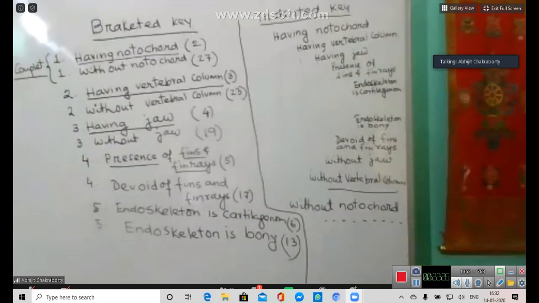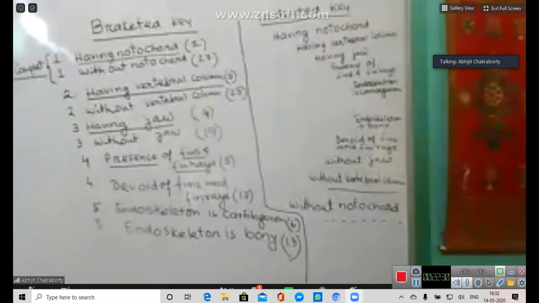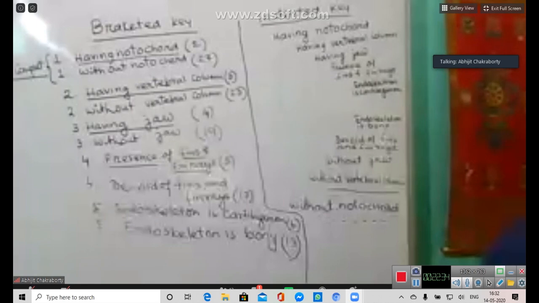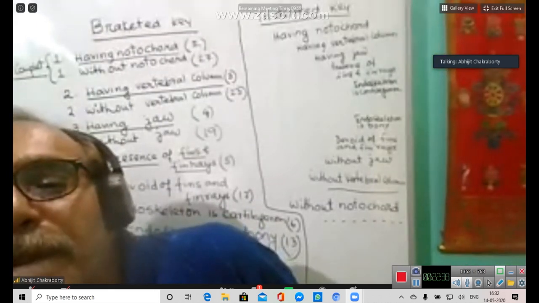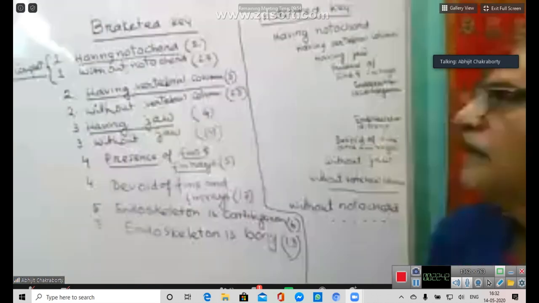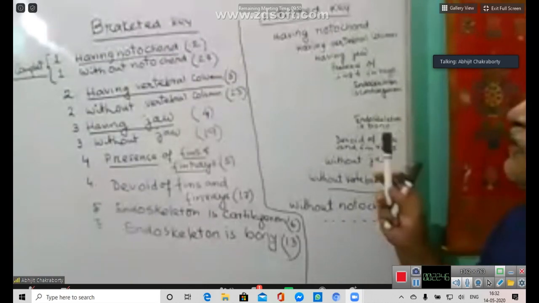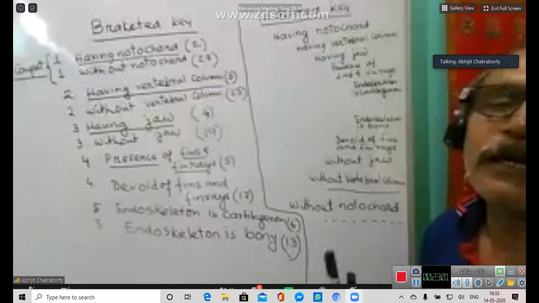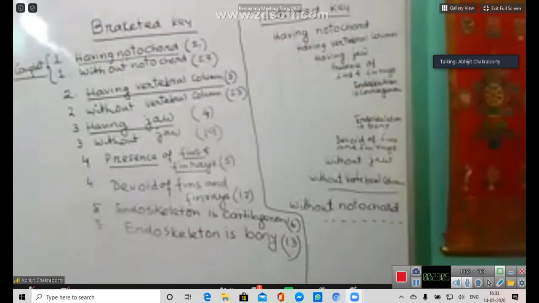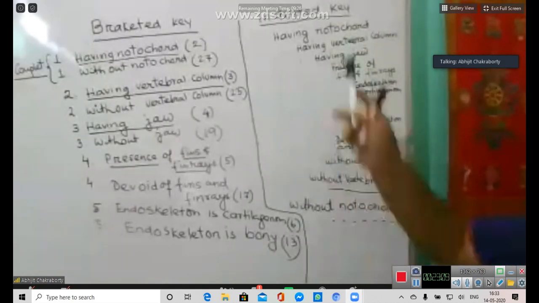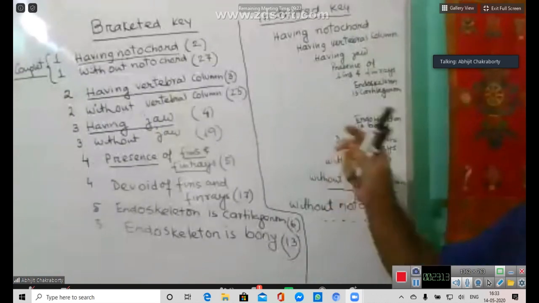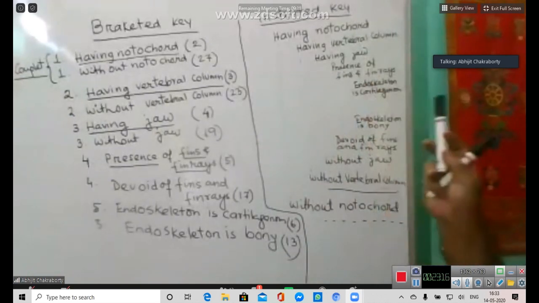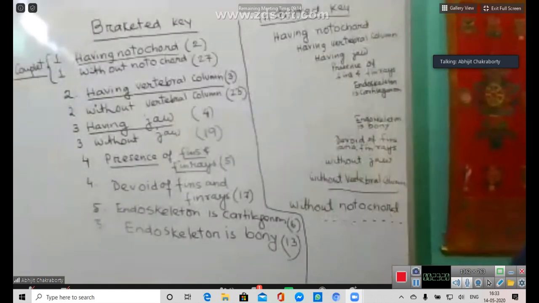Once a characteristic is chosen, once a lead is selected, the next one is found just below it. You need not follow any number here. This is the difference. First point of difference: here after the statement of couplet, no number is found in brackets. Second, in between two leaves of a particular couplet, you will get a huge gap. They are found far away from each other. And thirdly, once a lead or one statement is selected, the next one is found just below it, not to go through any number. This is the difference between bracketed key and indented key.